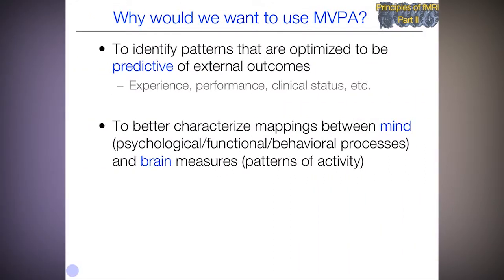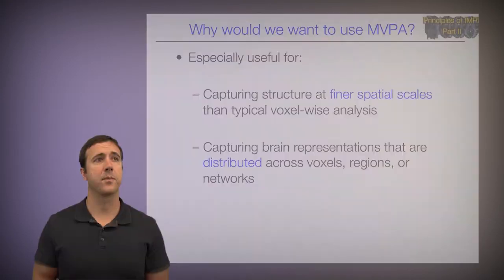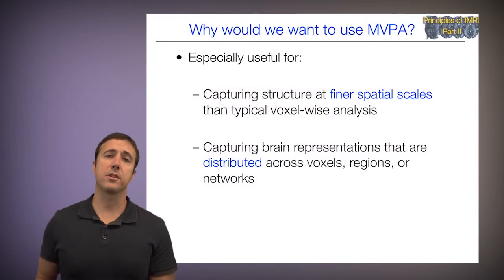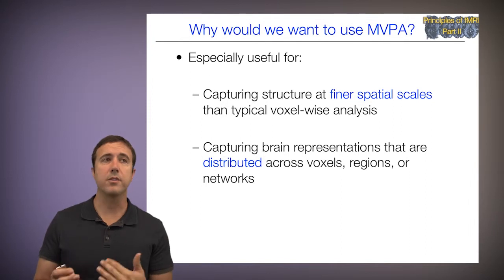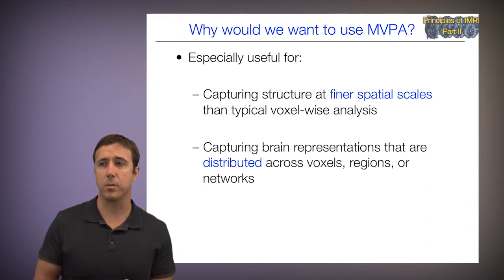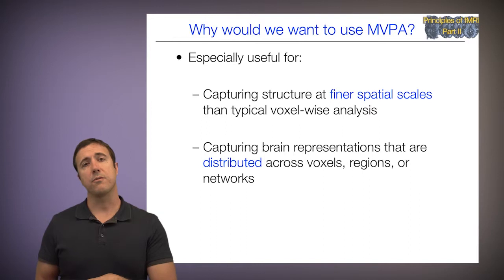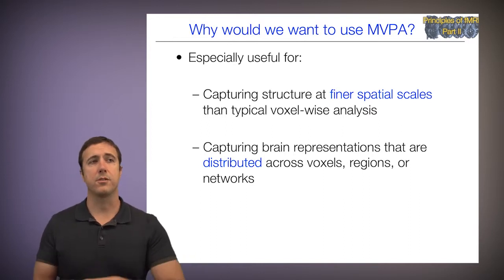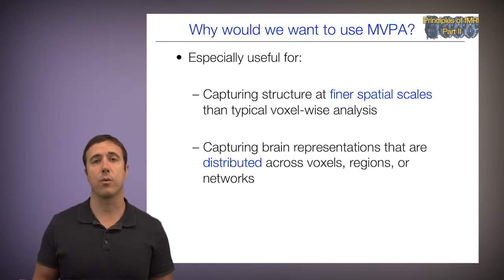A second reason is to better characterize the mappings between mind and brain for the reasons I said before. Because really, I don't know of any single voxels that really encode categories of mental events and can be used as indicators for them. So MVPA is especially useful for capturing structure at finer spatial scales than typical voxel-wise analysis. We'll look at that. And it's also really useful for capturing brain representations that are distributed across voxels or regions or even networks that span multiple brain regions.